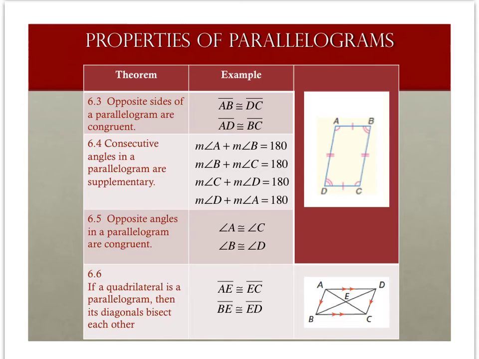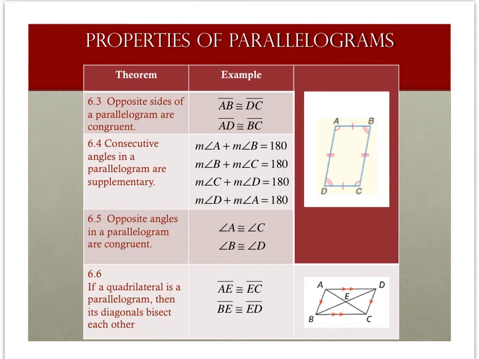Theorem 6.4. Consecutive angles in a parallelogram are supplementary. So angle A and angle B added together are 180. Angle B and angle C added together are 180. C and D, 180. A and D, 180. So this is just a basic fact property of a parallelogram. 6.5. Opposite angles in a parallelogram are congruent. So angle A is congruent to angle C, and angle D is congruent to angle B.